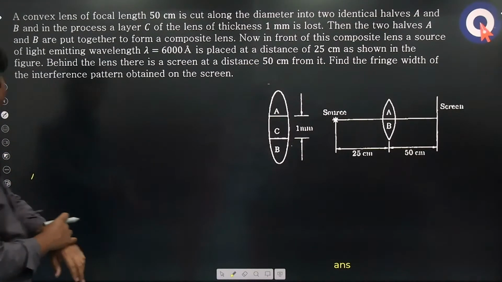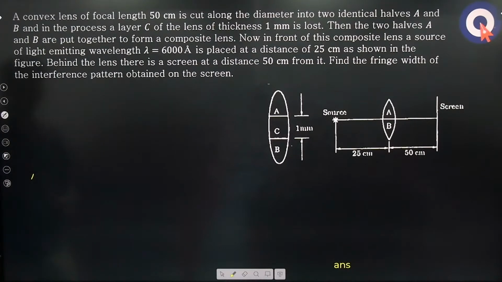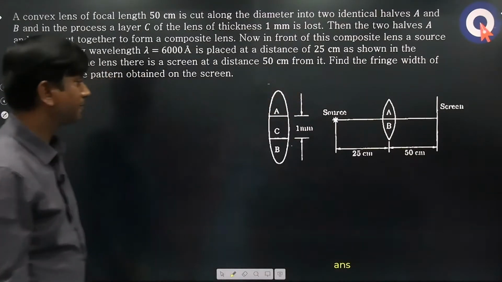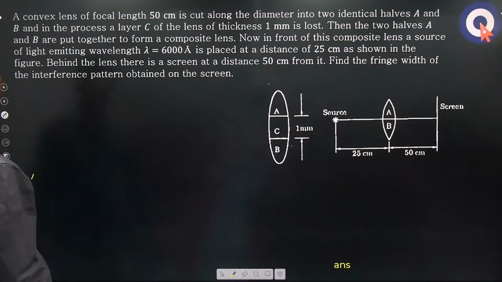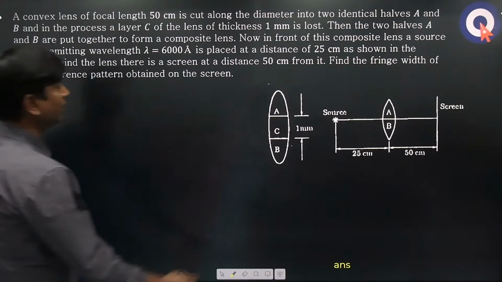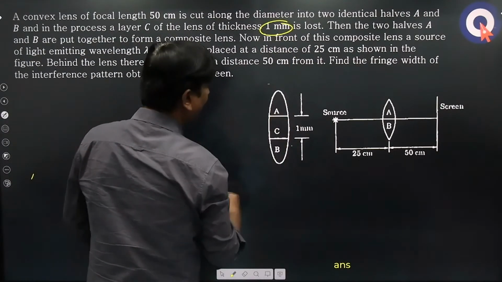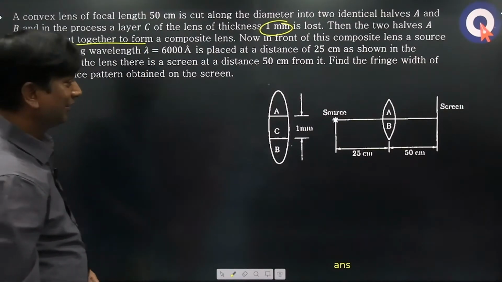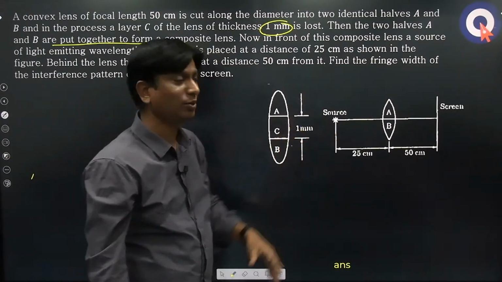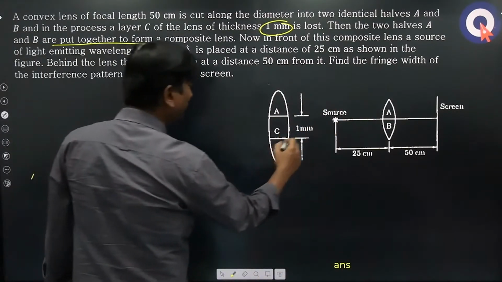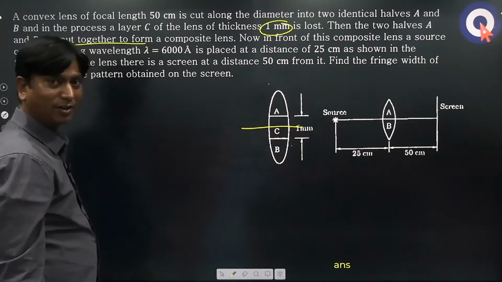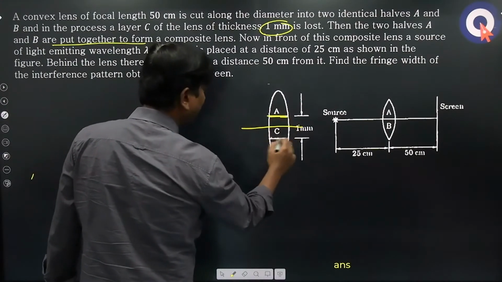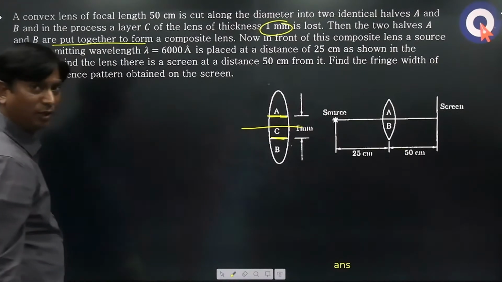A convex lens of focal length 50 centimeters is cut along the diameter. Okay, this is a convex lens which is cut along the diameter into two identical halves A and B, and in the process a layer C of the lens of thickness 1 mm is lost. This is lost, and the remaining two parts are put together to form a composite lens. Okay, so in between something is lost and still you are able to join that. Actually this was supposed to be the principal axis, right or not? So when you join these two, imagine what happens. For this part and this part you are joining, so for this part the principal axis will be below, right?